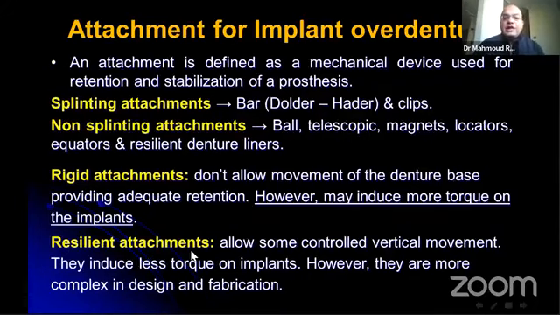The resilient attachment allows some controlled vertical movements. It induces less torque on implants because it is resilient. It allows denture movement, so all the forces are shared between the alveolar ridge and the dental implant. However, they are more complex in design and fabrication than the rigid attachment.